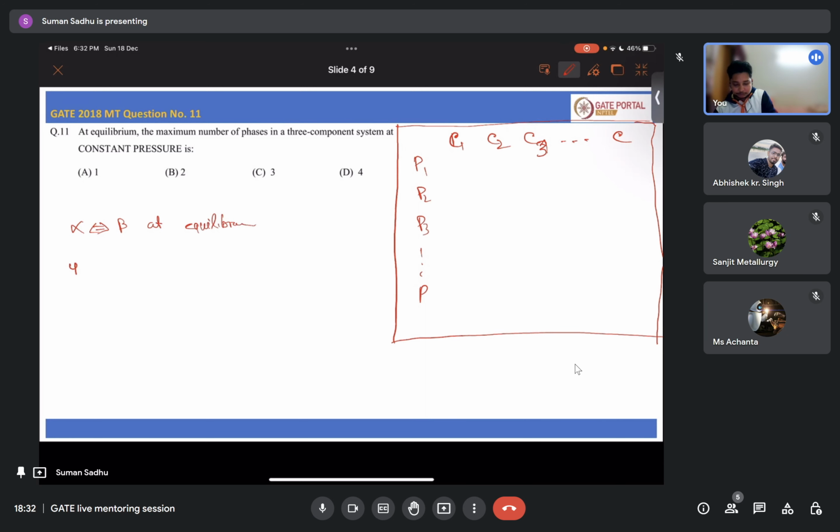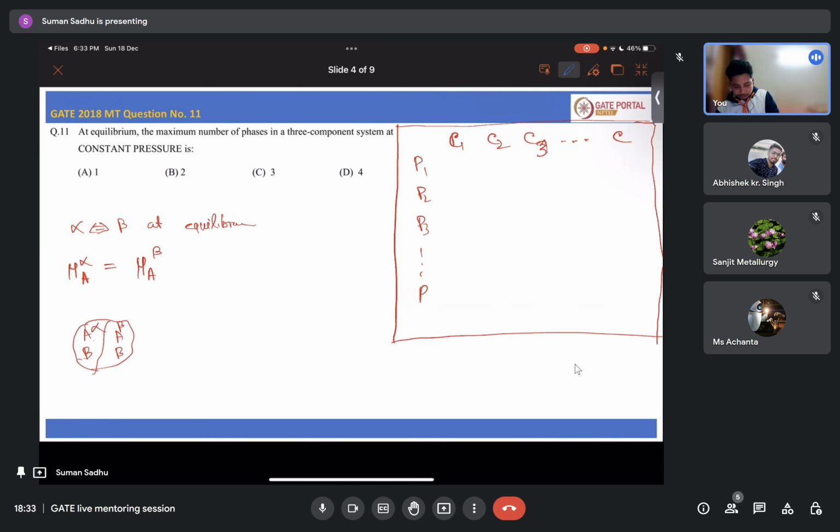Yes, chemical potential. How can we write it? The chemical potential of A in phase alpha is equal to the chemical potential of which element? A or B? B in alpha? No, it also has to be the chemical potential of A in beta. Like you have two phases, right? A is there, B is there. A is there, B is there. It is alpha phase, it is beta phase.